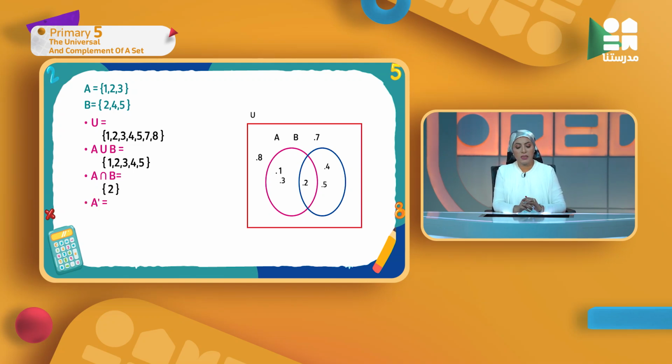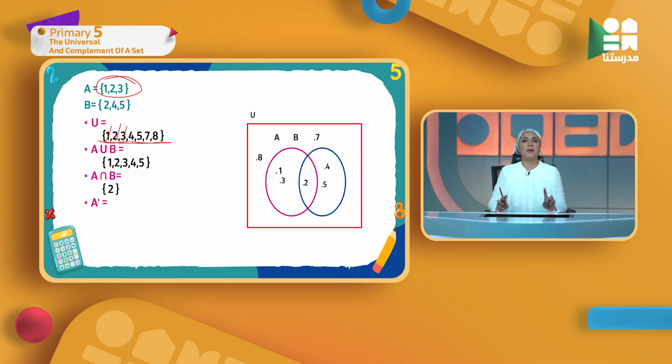يبقى A complement عندي أي element موجود in U بس مش موجود في A. يبقى على طول ال elements of the set A 1 2 and 3 عندي one of two options. يا إما برجع للdiagram that I have here وآخد منه ال elements اللي مش موجودة في A، أو إني هرجع للي أنا حليته من شوية U وهشيل منها ال elements of the set A. I will cancel them which are 1 2 and 3 وهيبقوا الباقيين عندي اللي هم 4 5 7 and 8 دول ال complement of the set A.